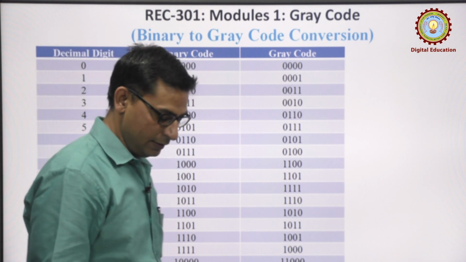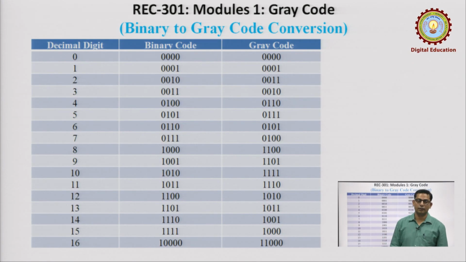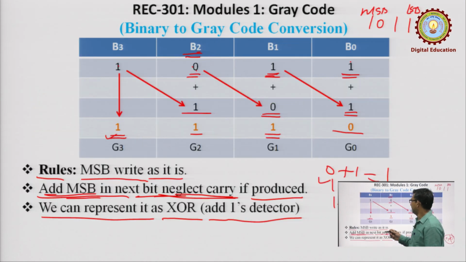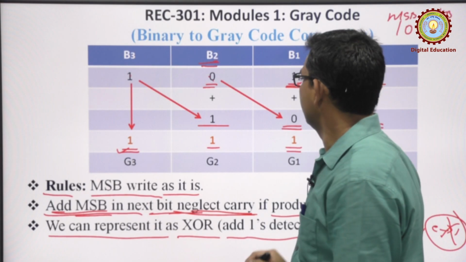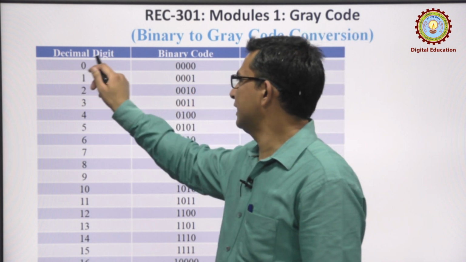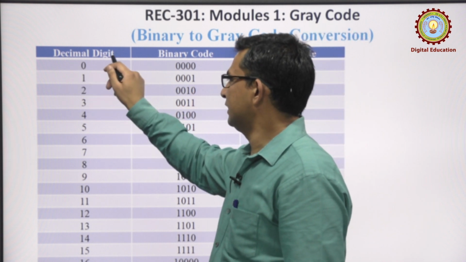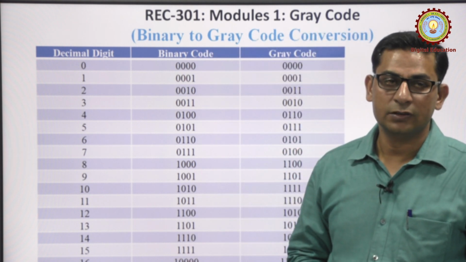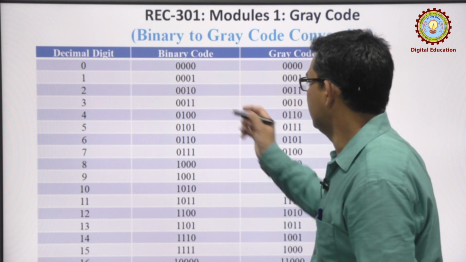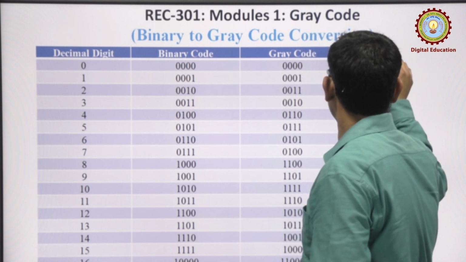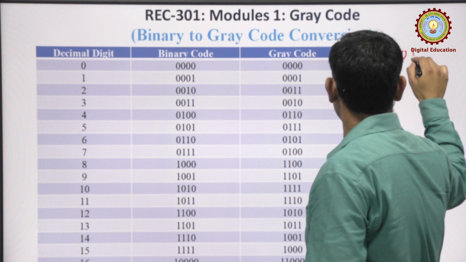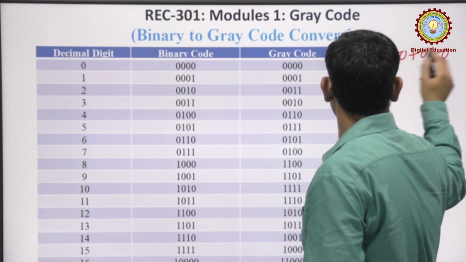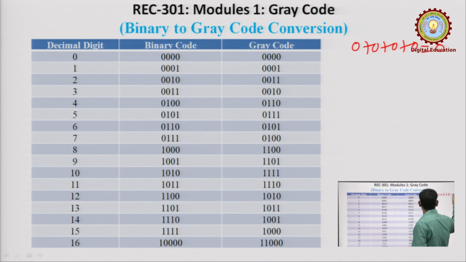Now, binary, this is the table. Using the same example we can get any table, like 1 0 1 1. So, we can get this table also. If we have decimal digit 0 and we want to get the binary code, the binary code will be 0 0 0 0, because we know 0 plus 0 plus 0 plus 0 is equal to 0.